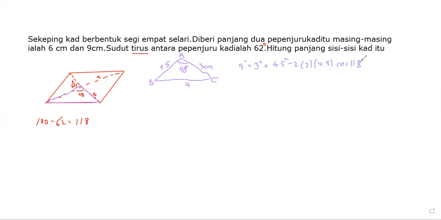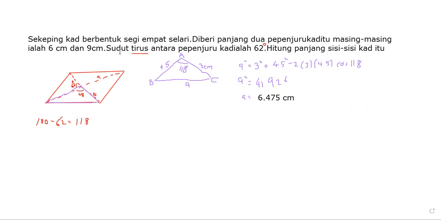So when I do my calculations, I will actually get A square equivalent to 41.926. So in the end, my A will actually be 6.475 cm. Yeah, that will be my A.